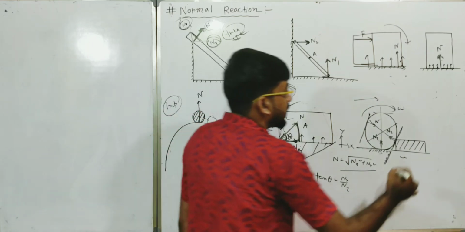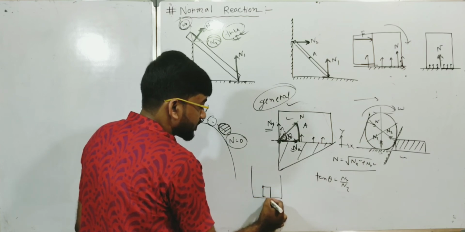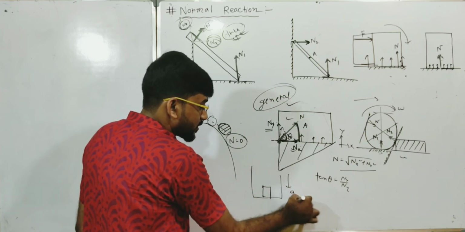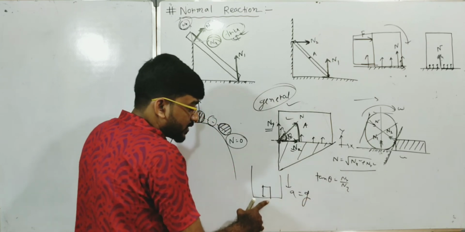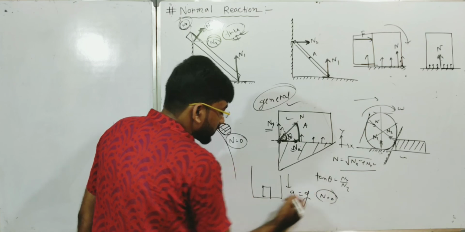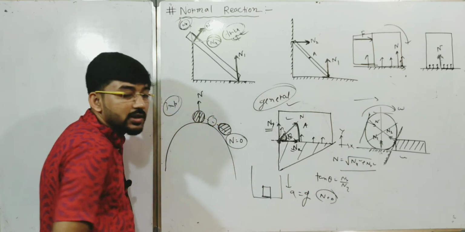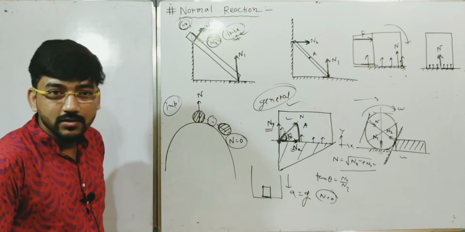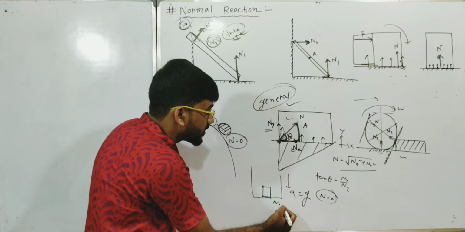Similarly, in a lift, I will tell you later on, if there is an object and if there is certain acceleration of the lift in downward direction, that is g, then we can see that n is equal to 0 over here, so that the object will no longer remain on the surface of the lift, or the floor of the lift. It will leave the surface because the normal reaction will be 0 here.